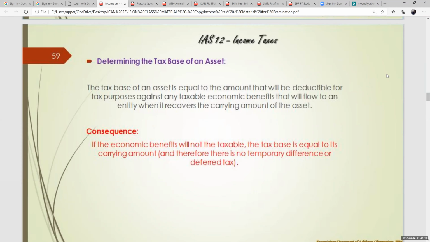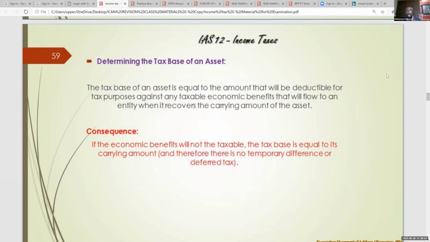And for there not to be a temporary difference, the only factor that will have occurred is that the carrying amount of an asset and the tax base are the same, which invariably means that we can deduce that, provided the economic benefit associated with an asset is not taxable, the tax base at every instance must be equal to the carrying amount.